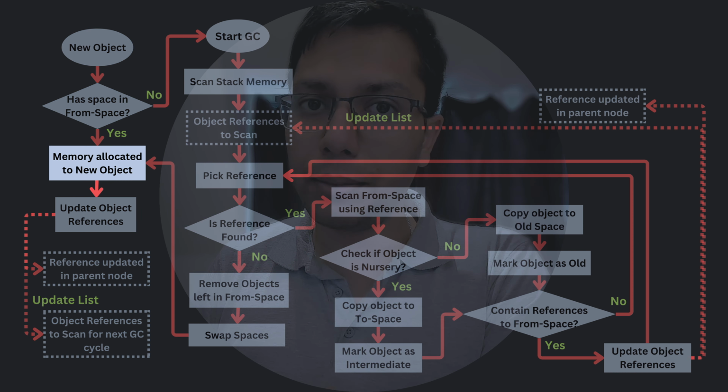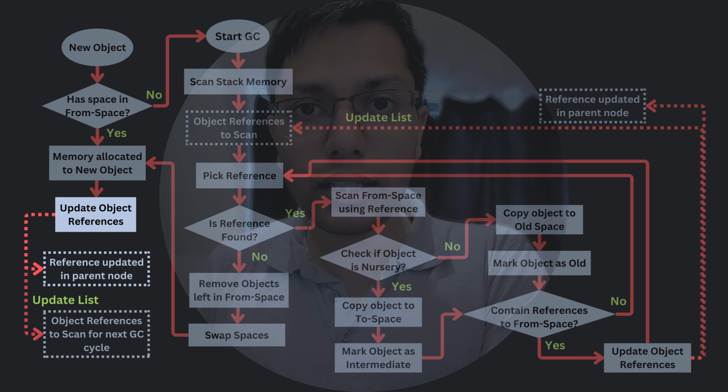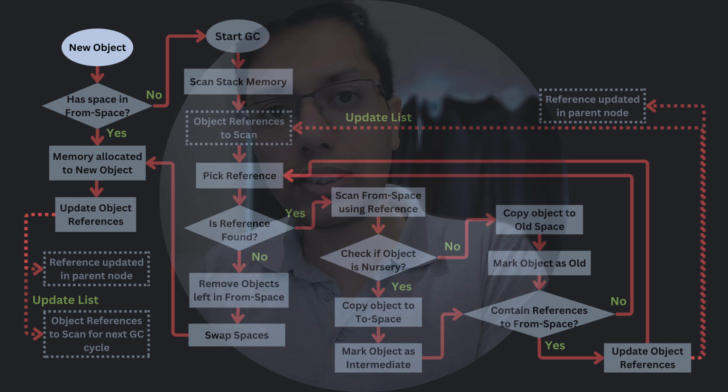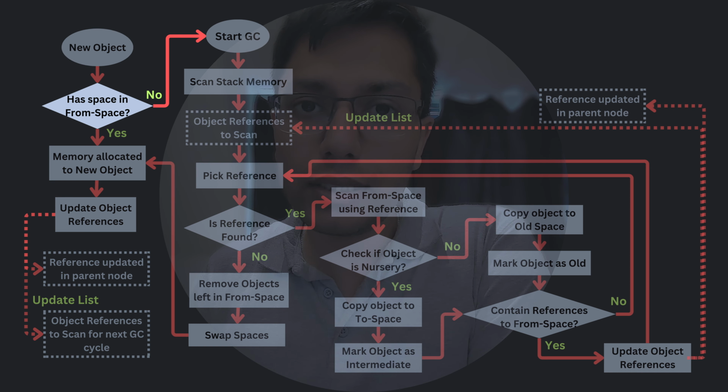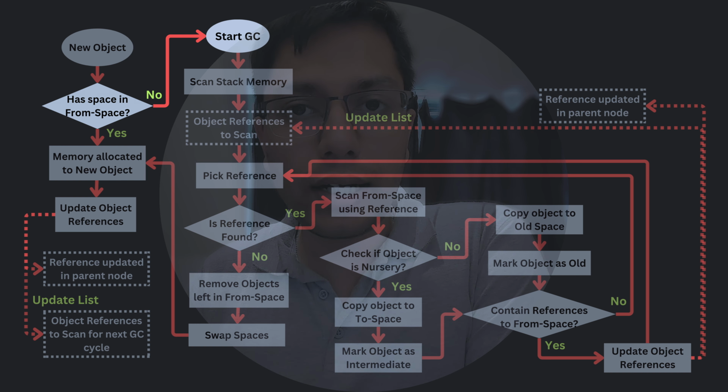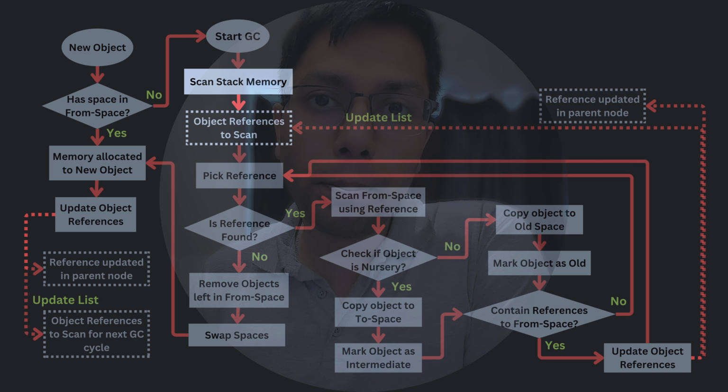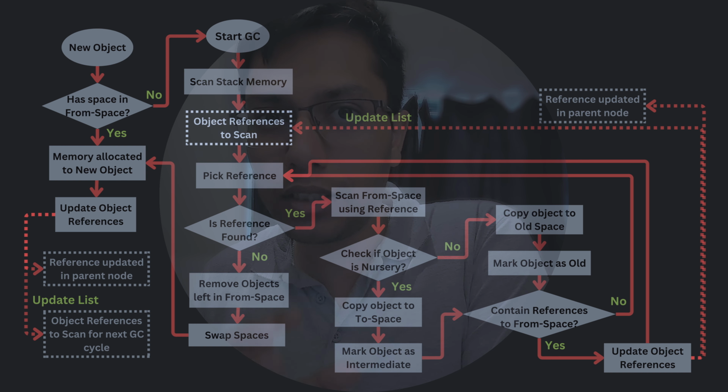This happens several times, and each time memory is allocated and the memory reference is updated in the stack or in the parent object via the stack. Now, next time this happens, the from space is full. So the garbage collector starts working. It goes through the stack memory to build an initial list of references to scan.